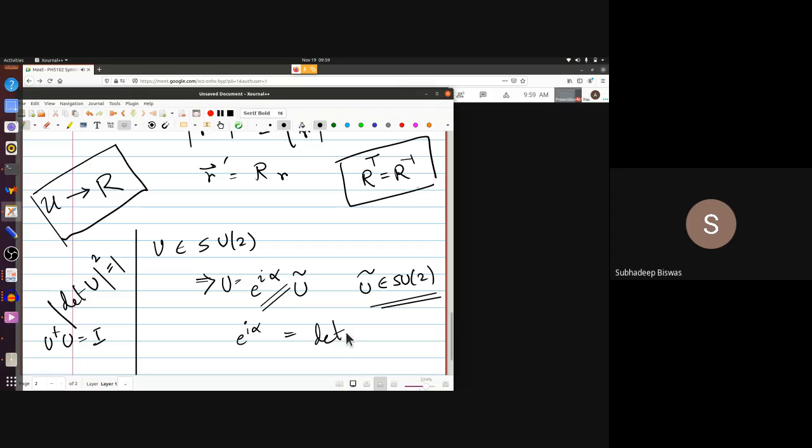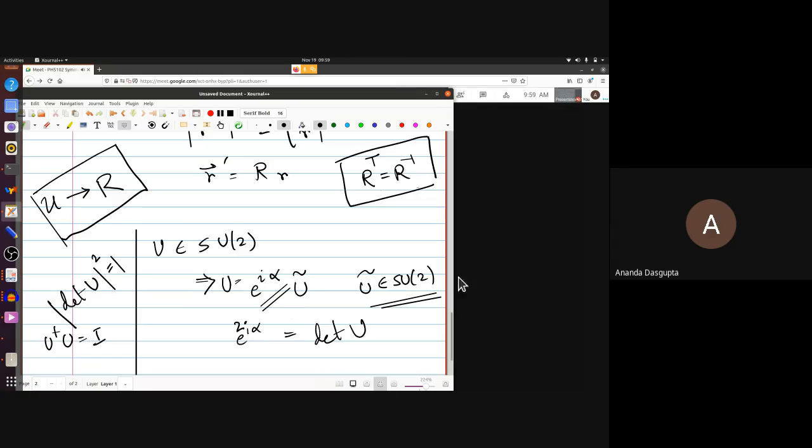Sir, e to the power 2i alpha will be the determinant of U. Exactly. Because if you take the determinant of U, you will not get e to the i alpha times determinant of U tilde. You will get e to the i alpha whole squared. That's the determinant of U tilde. You must remember that when you multiply a matrix by a number, the determinant of the matrix gets multiplied by the nth power of that number, where n is the order of the matrix. So e to the i alpha is actually the square root of the determinant of U. Okay?